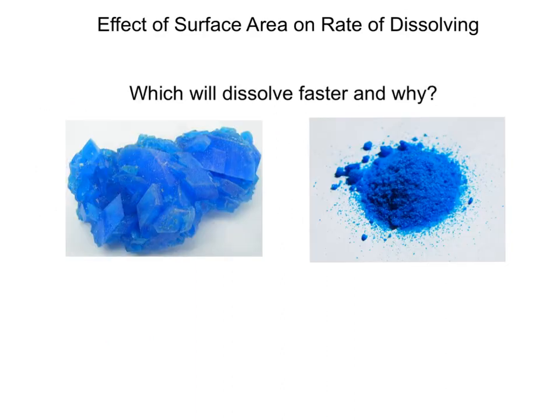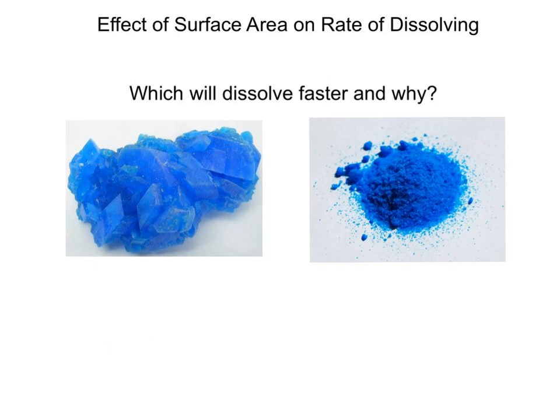All right, so another effect on dissolving is surface area. So we've got two crystals there. Looks like maybe copper chloride or something. Sulfate. Like that, copper sulfate. So this one is one gigantic crystal, and here is approximately the same amount finely powdered. Which would dissolve faster and why?